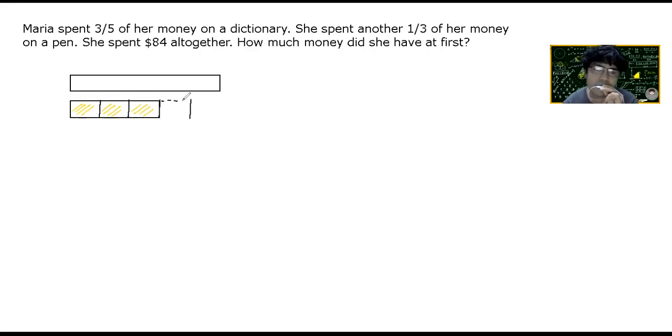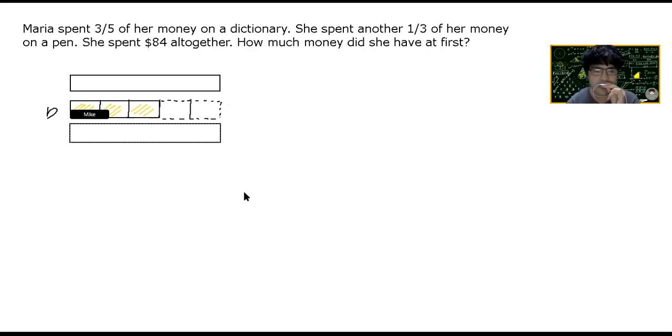We need to use a dotted line for the missing parts, or the unshaded parts. This is the cost of the dictionary. Now, how about the cost of a pen? One-third means we need to divide this into three equal parts. So this is the cost of a pen.